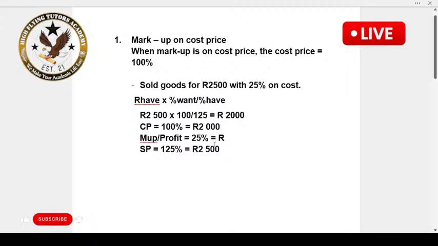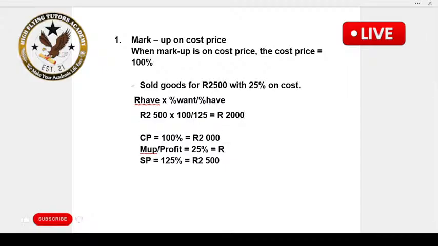And now we have to go and calculate the profit in rent, or the markup in rent. So you say the rent value we have, which is 2,500, you multiply by what you want. You want 25% out of 125. 25% is the percentage you want to calculate in rent, and 125 is the percentage for the amount you have, which is 2,500.